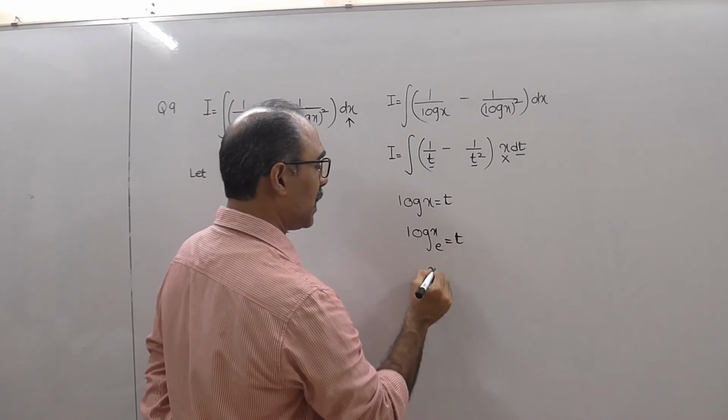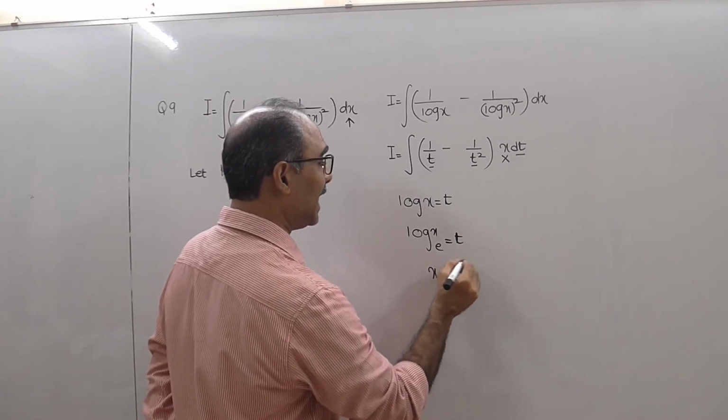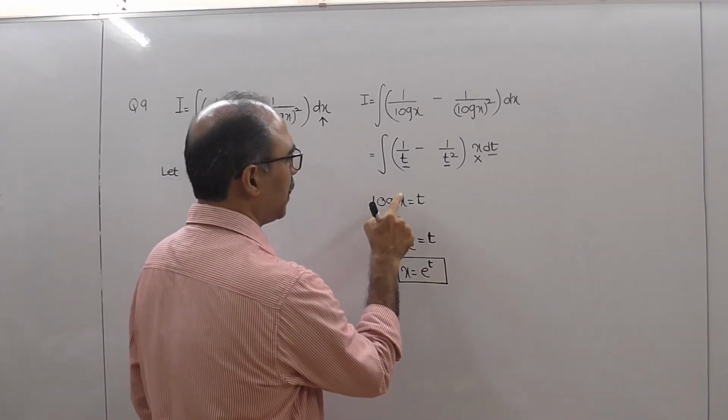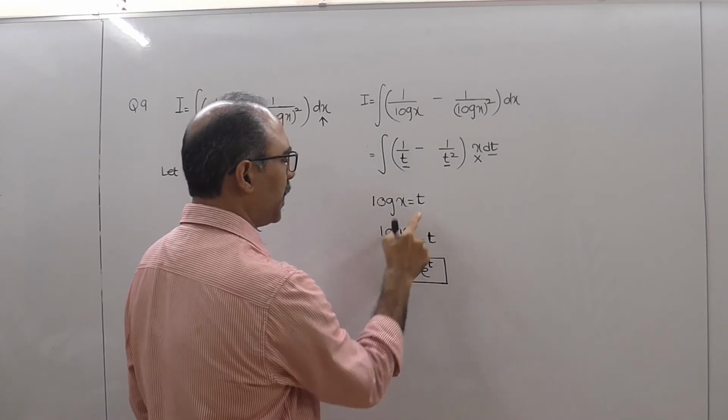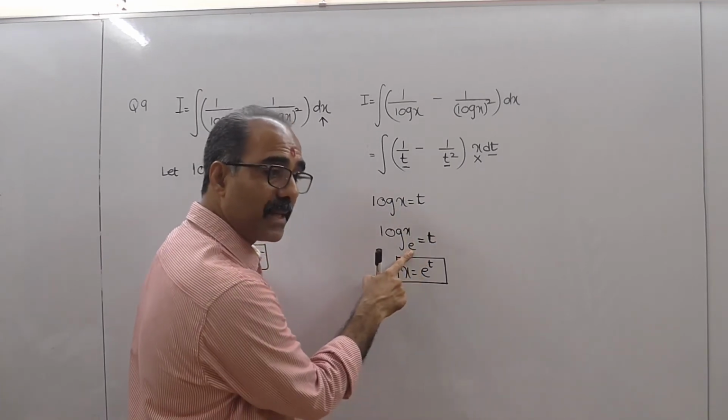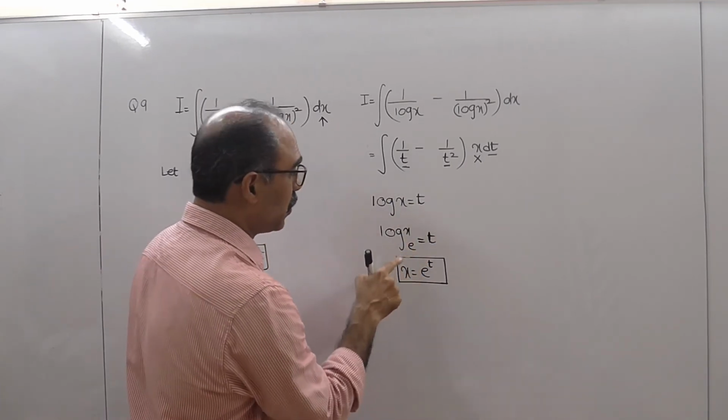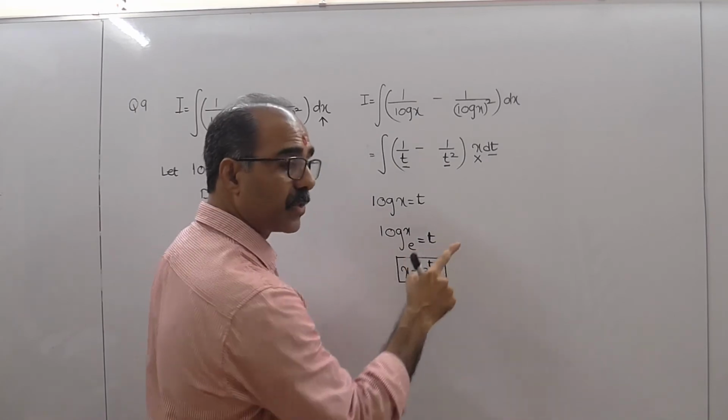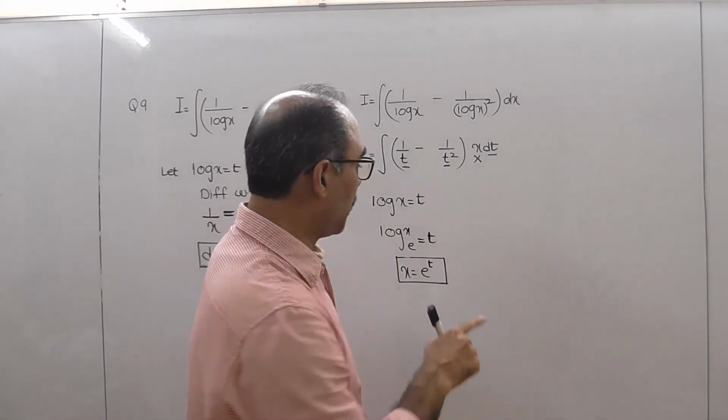So x will be equal to e raised to t. I'll explain again. If log x equals t, you have to write log x to the base e equal to t. So your x will be equal to e raised to t. This is a logarithmic formula.